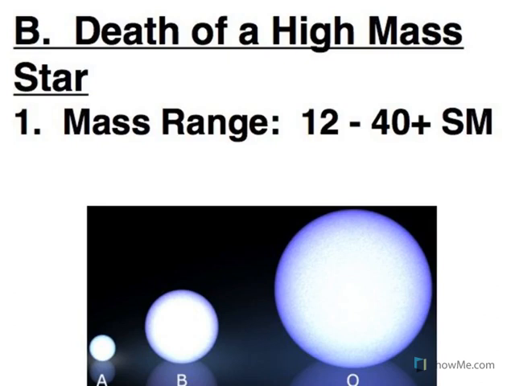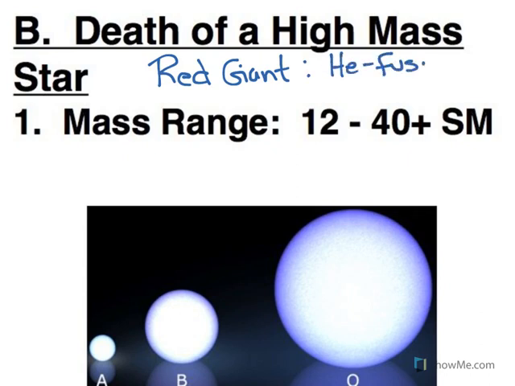Death of a high mass star. So again, we are starting where we left off, where all stars end as a red giant, where you've got helium fusion in the core and a hydrogen fusion shell. Now we saw with the low mass stars that that's the end of the process. Once the helium fusion stops, the star dies.